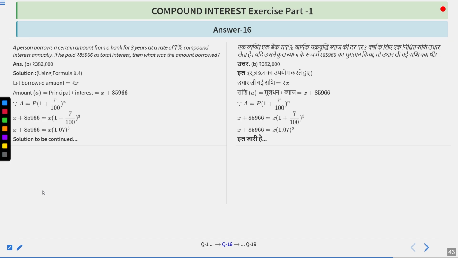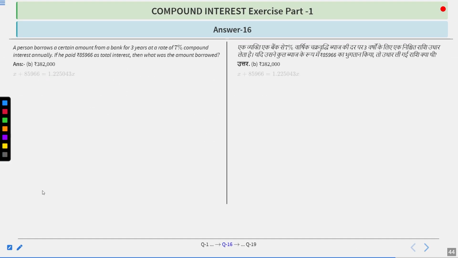So X plus 85,966 is equal to X into 1 plus 7 upon 100 is 1.07, power is 3, so whole cube. Therefore, X plus 85,966 is equal to 1.225043x. Thus, 0.225043x is equal to 85,966.